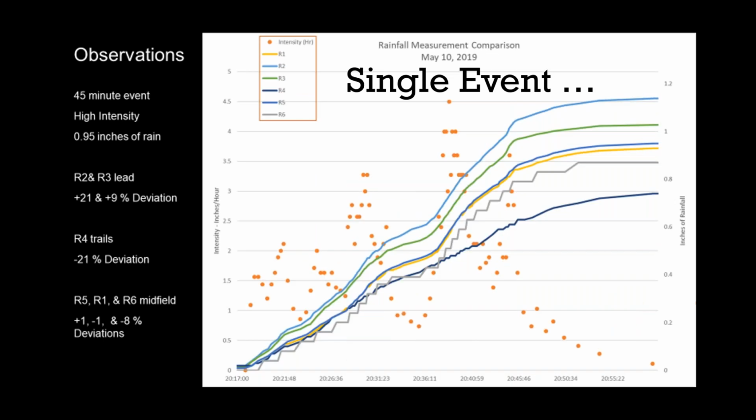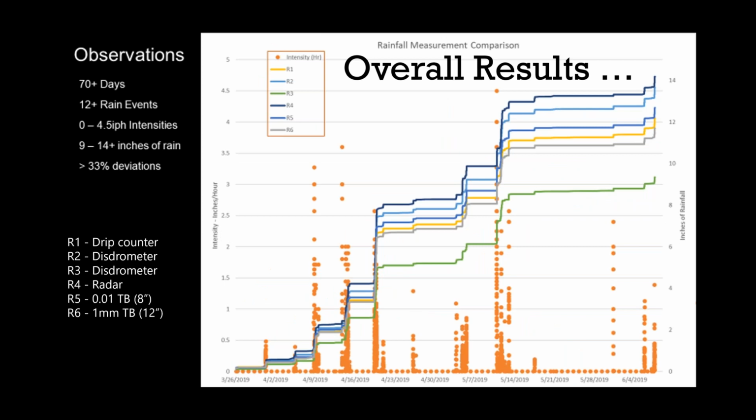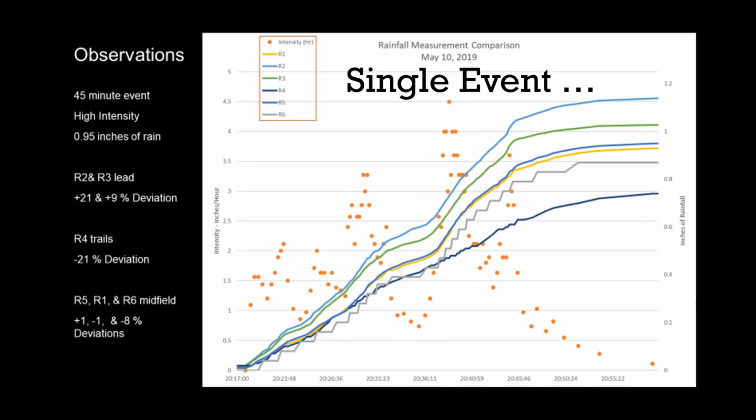If we go back and look at a single event out of that 70 days, this one event here lasted about 45 minutes. It was just under an inch of rainfall, average based on all the sensors. But notice the flip-flop on the right-hand side. Let me back up one slide. The dark blue line up there near the 14 inches, that was the radar unit over the period of 2 months. Come to this one single event, now that same unit is the low reporter. And we had another flip-flop of one of the disdrometers.